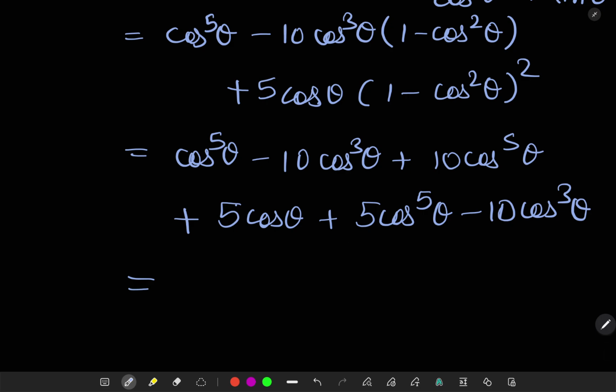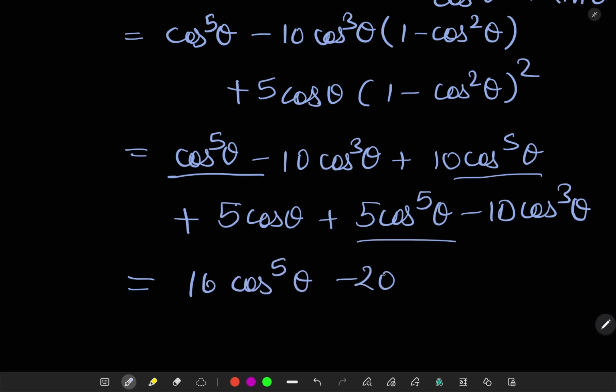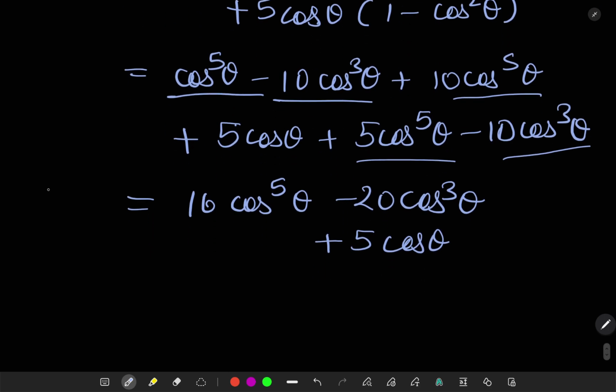Now solving this, here this is the cos raised to power 5 term and this also, so combining we get 16 cos raised to power 5 theta minus, and these terms are the same, so we can write 20 cos cube theta plus 5 cos theta, and this is equal to cos 5 theta, hence proved.